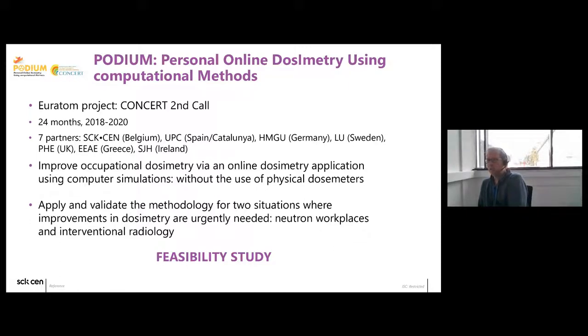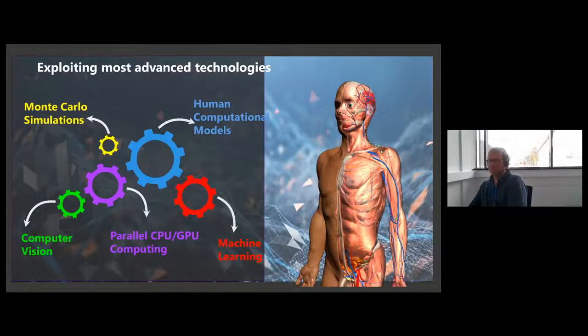So the goal was to improve occupational dosimetry by seeing if we can make an online dosimetry application using computer simulation, so without the use of physical dosimeters. And we would try to apply this methodology for two situations where we thought the improvements for dosimetry were urgently needed. So we had neutron workplace fields and interventional radiology.